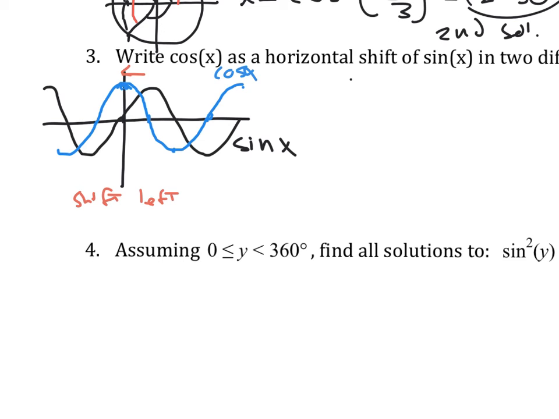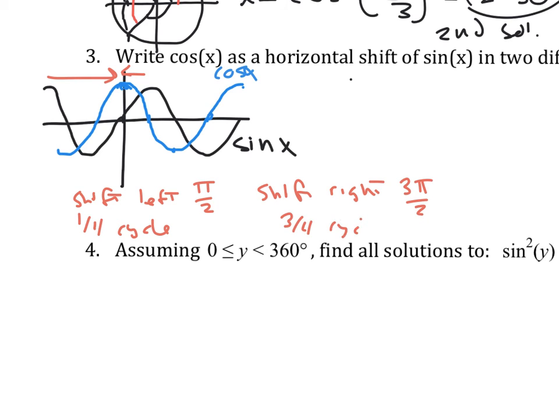And a quarter cycle in radians would be pi over 2. Or I could look at it as a shift to the right of 3/4 cycle, which is 3 pi over 2.